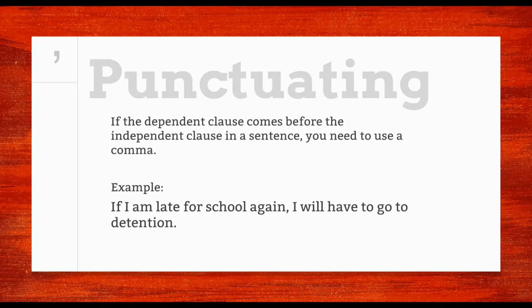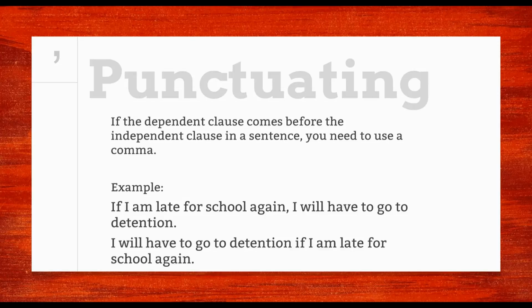But if I reverse the order and I put the independent clause first, like in this sentence, we don't need that comma anymore. So I will have to go to detention if I'm late for school again. So it all depends on the order of your clauses. Even if we look up here at my explanation of how to punctuate this, I have a dependent clause first. If the dependent clause comes before the independent clause in a sentence, and because it comes first, I need to separate it from my independent clause with a comma.